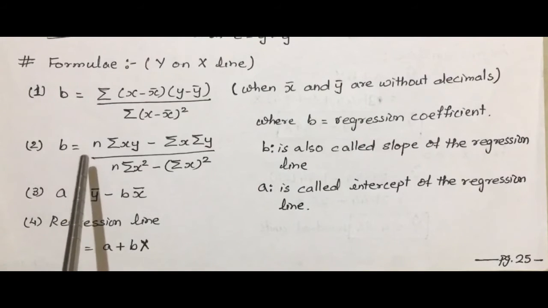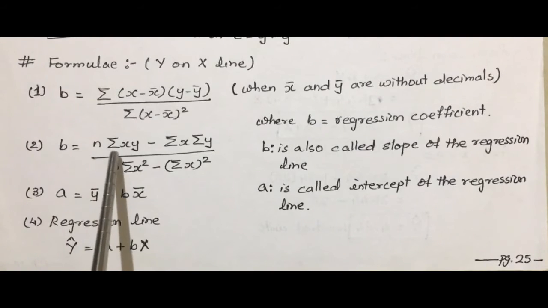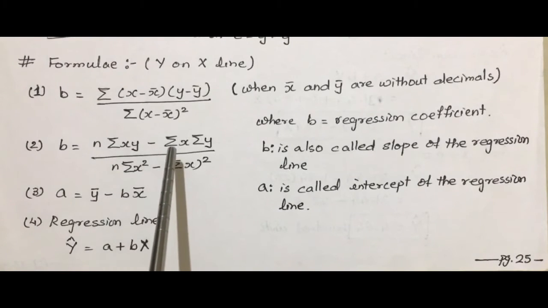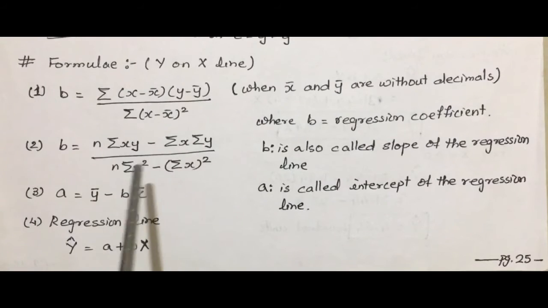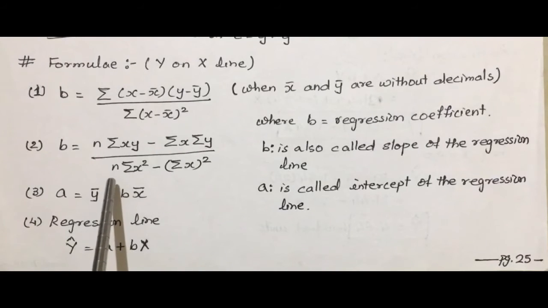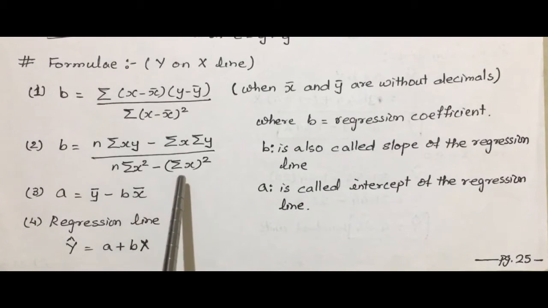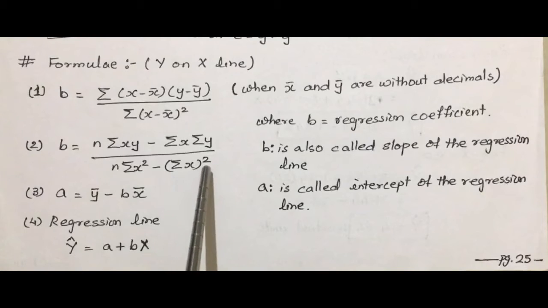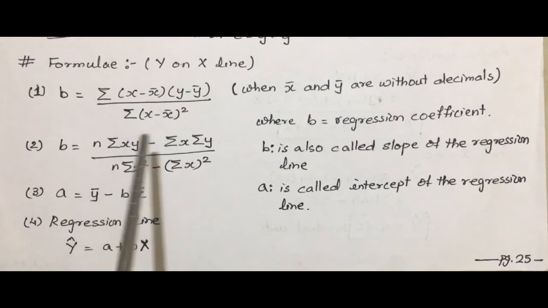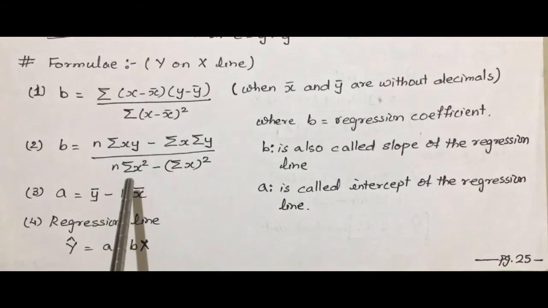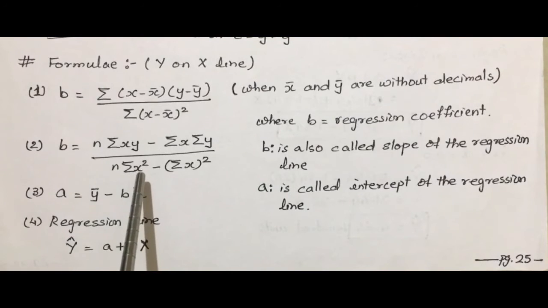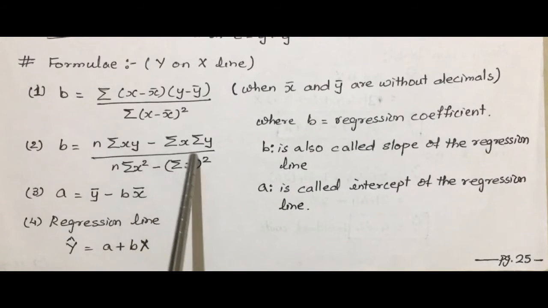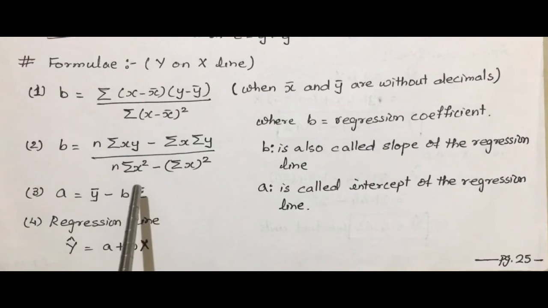The second formula is n summation xy minus summation x summation y divided by n summation x square minus summation x whole square. This formula is used when the observations, the values of the observation are small, they are not large numbers.